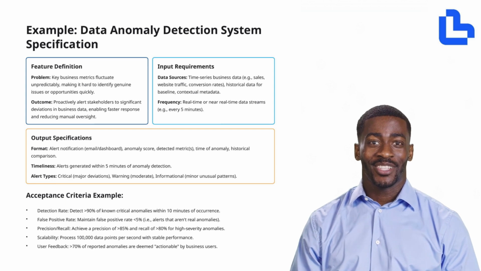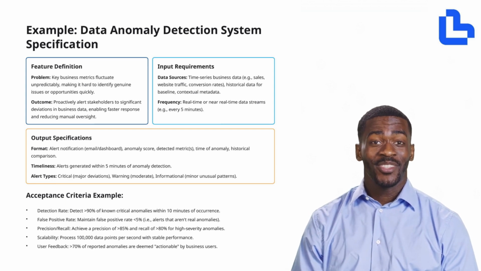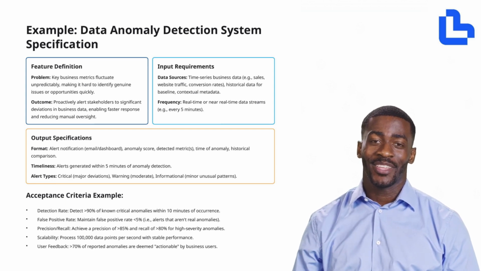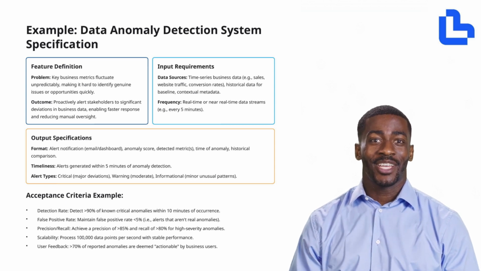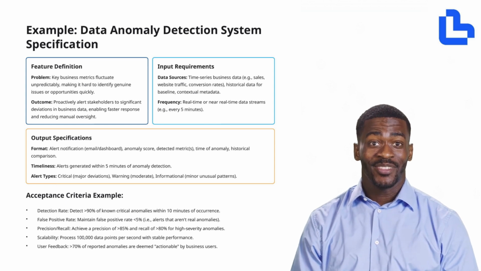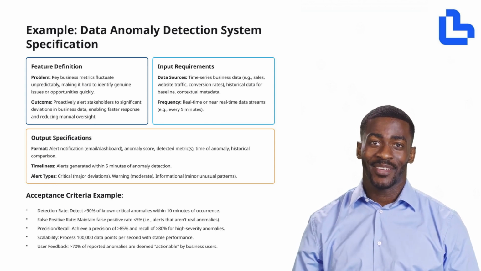Now let's look at interaction design. Users should be able to drill down into anomaly details, dismiss false positives, and provide feedback on alert accuracy. The system should visualize trends and deviations, offer contextual explanations, and allow users to adjust sensitivity thresholds.